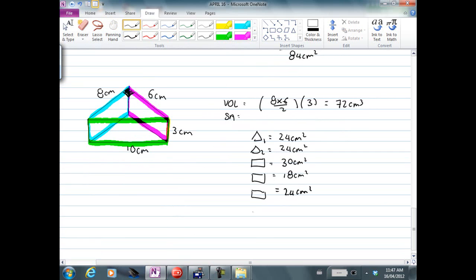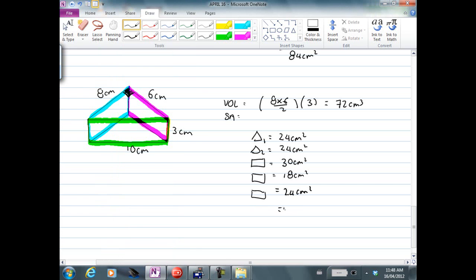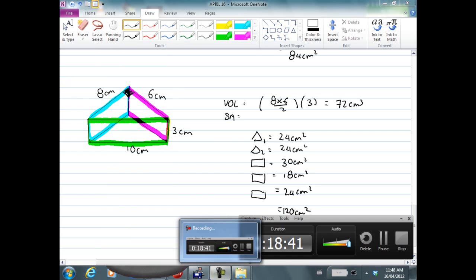Guys, gals, grab your calculator and add all these together. Okay, keep it simple. Nothing too bad. So go 24 plus 24 plus 30 plus 18 plus 24. Bada bing, bada boom. 120 cm squared. That is called the surface area for a triangular prism. Is it that much harder? No, not really. Guys and gals, that ends your lesson for the day.